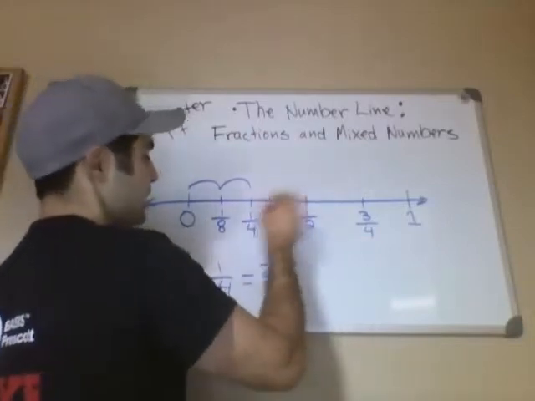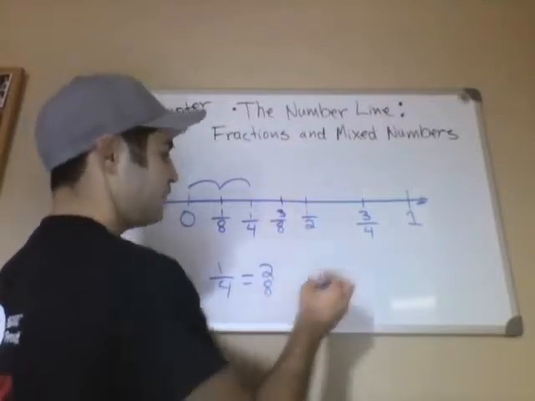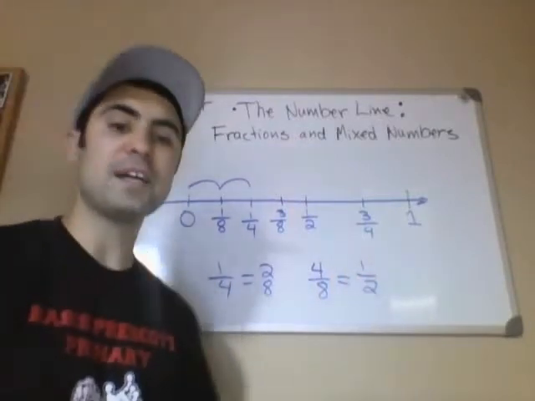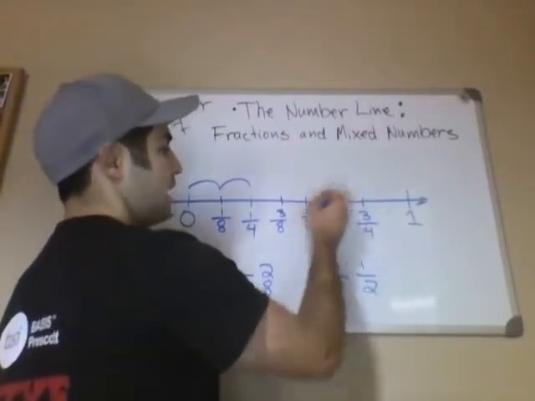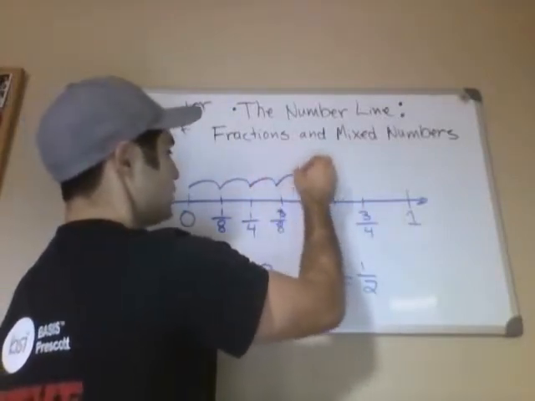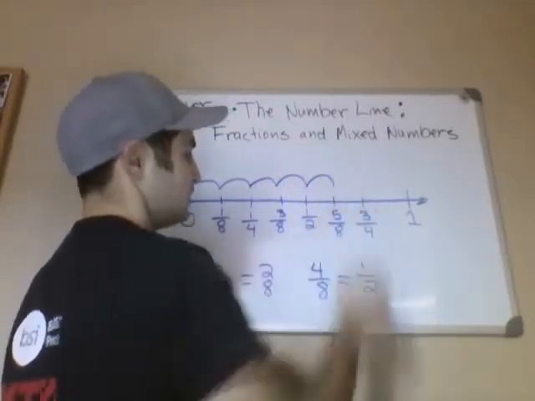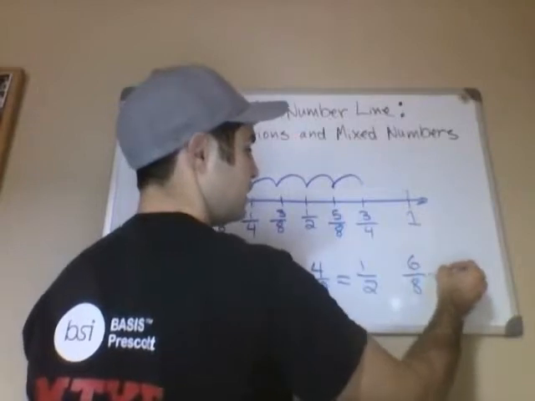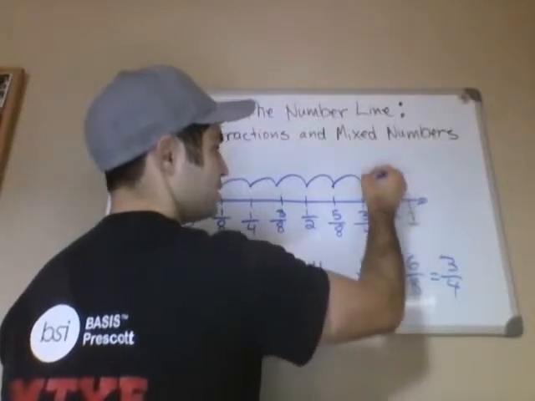Okay? The next one is 3/8. Right here, 1/2 is 4/8. Remember, 4/8 reduces to 1/2. A lot of this, the fractions and number line stuff, you have to have a good number sense when it comes to fractions. Halfway in between 1/2 and 3/4 is going to be, well, this is 1/8, 2/8, 3/8. 1/2 is 4/8. The next one is going to be 5/8. All right. The next one is 6/8. 6/8 equals 3/4. And the last one is 7/8.